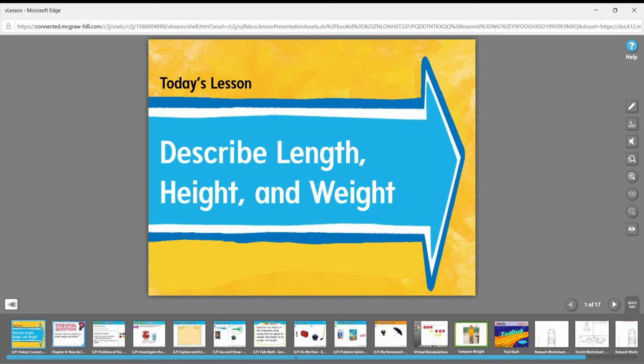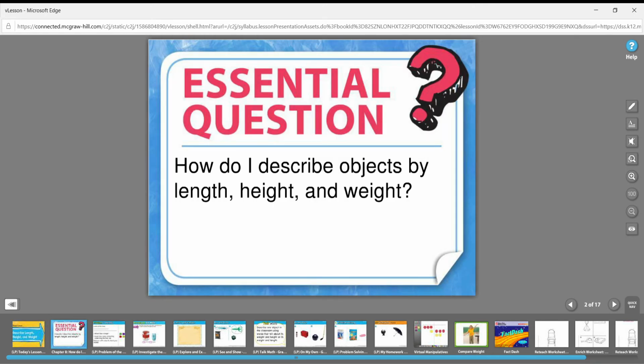We're still in chapter 8, but we are on a new lesson: describe length, height, and weight. We have already had some lessons where we have been measuring and comparing the length of things, and measuring and comparing the height, and measuring and comparing the weight. So if you look at this question, it says, how do I describe objects by length, height, and weight?